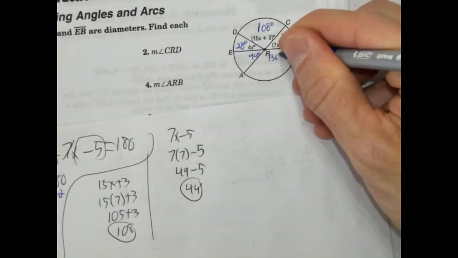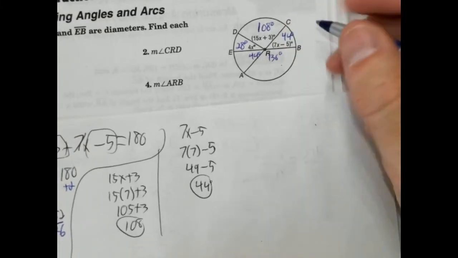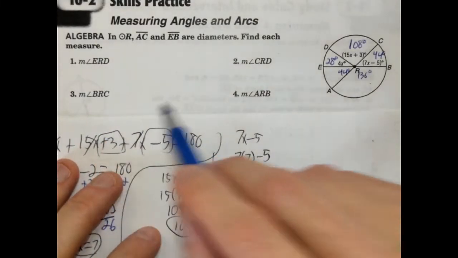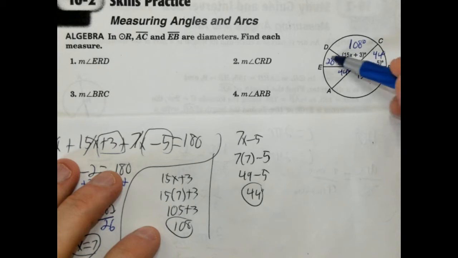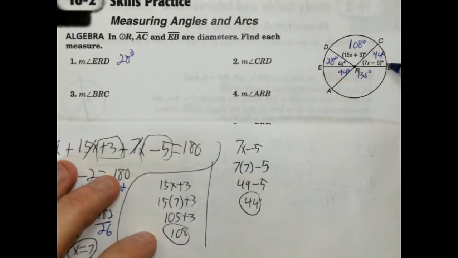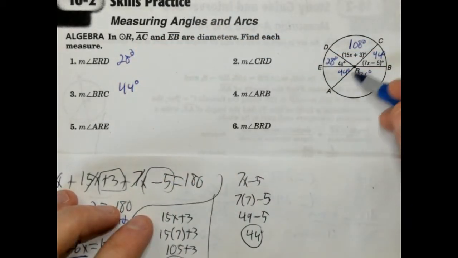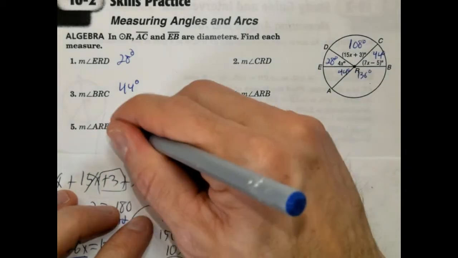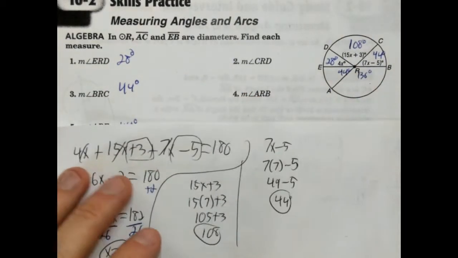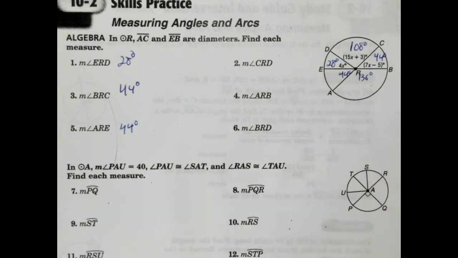So we have all the central angles, which is going to make our lives a lot easier. So ERD. ERD would be from E to R to D. This one, so it's 28 degrees. Number 3, BRC is 44 degrees. BRC is right here, 44 degrees. And ARE, this one right here, ARE is 44 degrees. Okay. All right, let's check the next one. I'll leave the others for you to do.